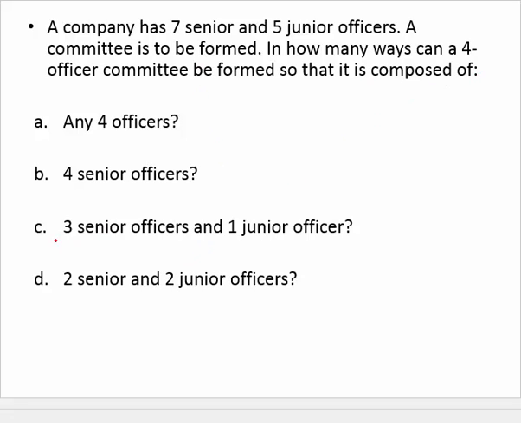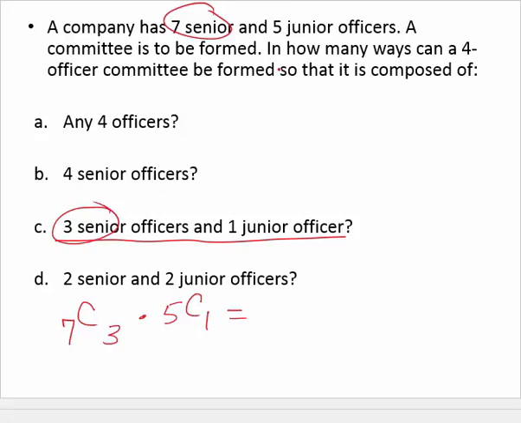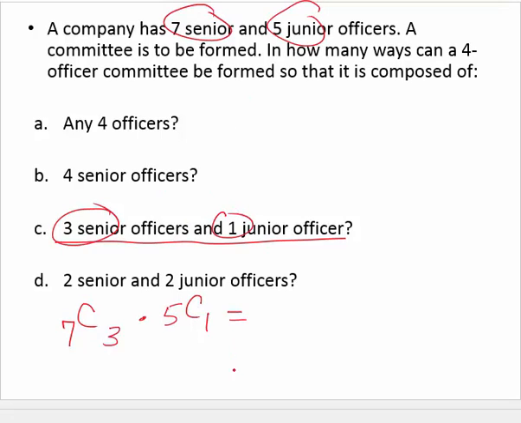Okay, let's go down to this one. We need 3 senior officers and 1 junior officer, and since order doesn't matter, you're going to use combinations. So what you have is 7C3 times 5C1, because we have 7 seniors and we're choosing 3 out of those seniors, and we have 5 juniors and we're choosing 1 out of those juniors. So you're going to figure out that number and multiply it by that number to get your final answer. You just let the calculator do that work, and you can actually type that entire expression into your calculator to get the answer.